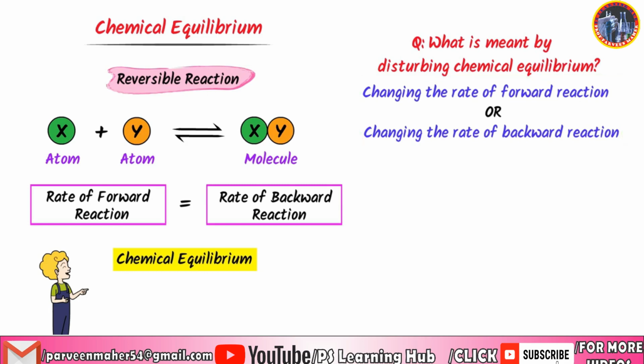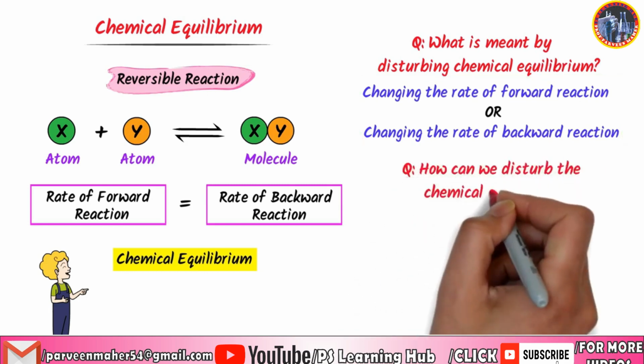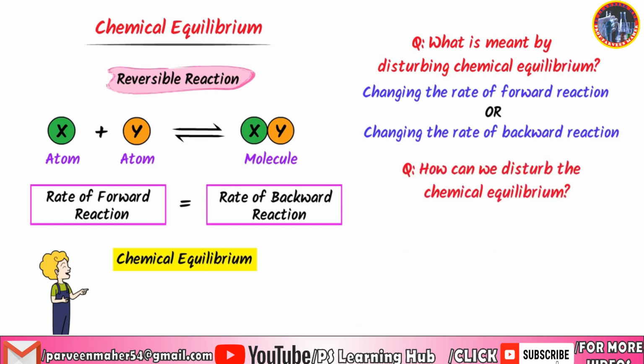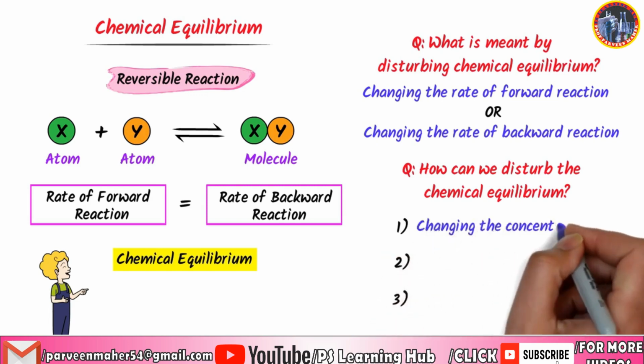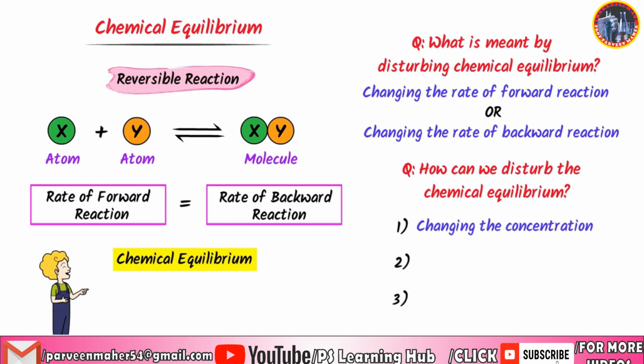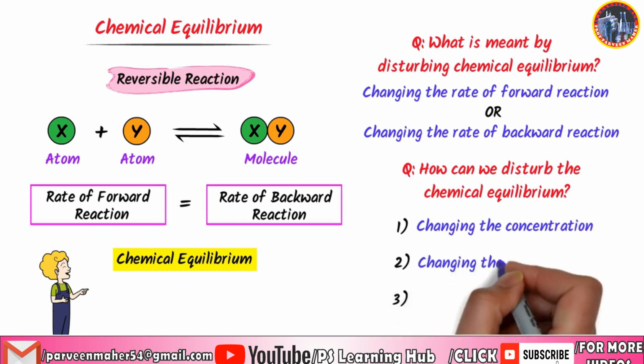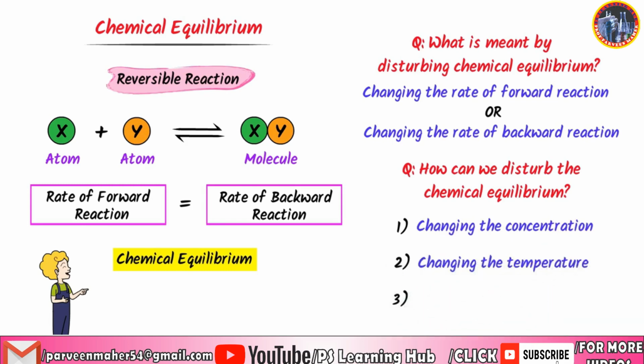Now the second question is, how can we disturb the chemical equilibrium? Basically, there are three methods through which we can disturb any chemical equilibrium. Firstly, change the concentration of reactants and products. Secondly, change the temperature of the system. And thirdly, change the pressure of the system. Thus remember that we can disturb the chemical equilibrium in three different ways.